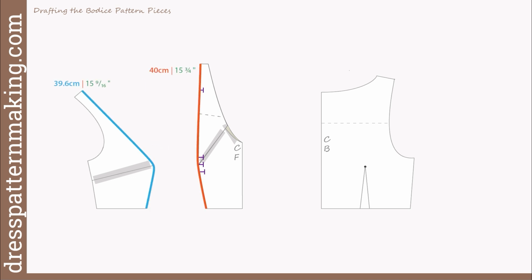Now, I need to measure these two seams. They are adjoining seams. They need to be sewn together, so they should be the same length.